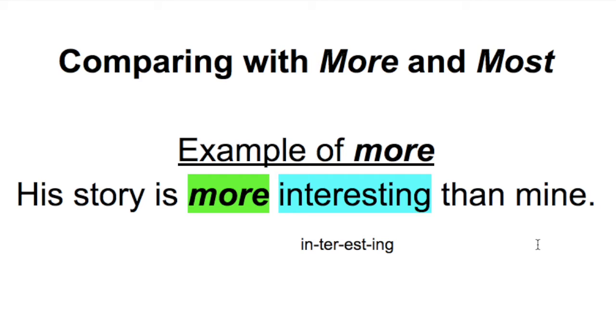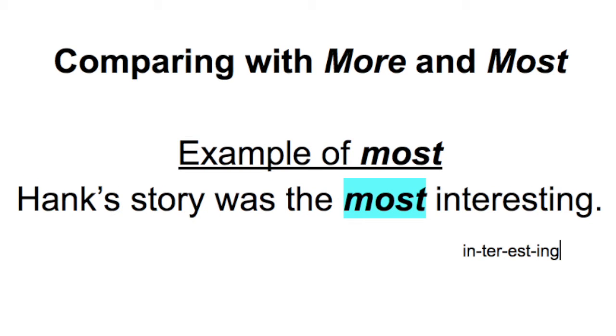So we know we're going to use more. Now, why do we use more instead of adding ER to the end of the adjective interesting? Because interesting, let's see how many syllables. Interesting. There's 4 syllables. So typically, if we have an adjective with 2 or more syllables, we'll add more when we're comparing 2 things.